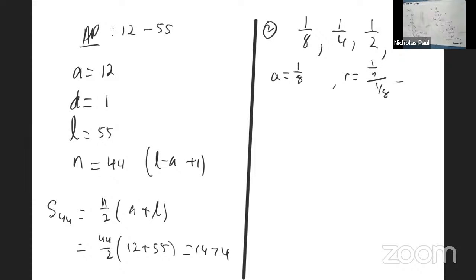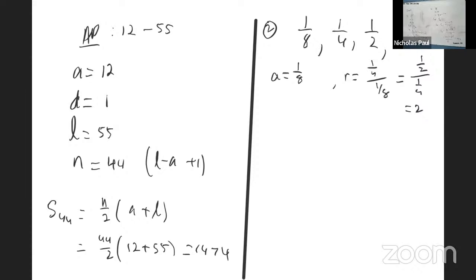So A is equal to 1/8, R is equal to 1/4 divided by 1/8. Olia, whenever you're doing this, don't assume it's a GP. Check and make sure all the values are the same. So divide a quarter by 1/8, divide a half by 1/4. If both of them give you 2, then it's a GP.